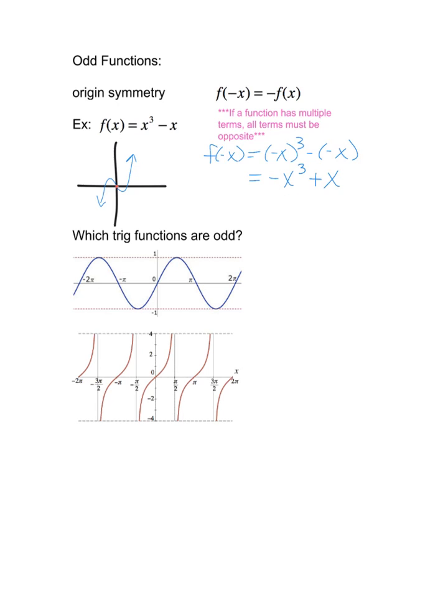So since each term is opposite, we can say overall it's the opposite of f of x, and it's going to be odd. I put the little note up there, if a function has multiple terms, all of the terms must be opposite. So it can't just be some of them, it's kind of an all or nothing deal.